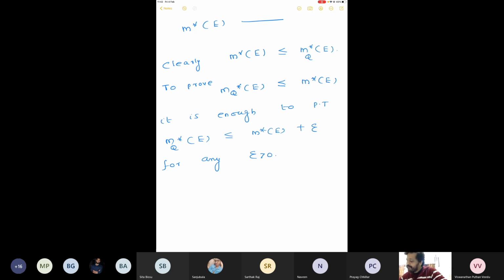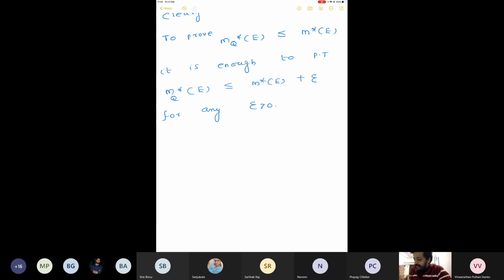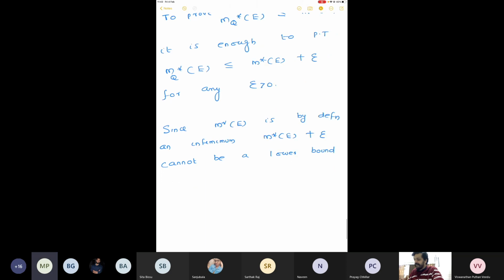That's our goal. But if you look at m star E plus epsilon, it is something greater than the greatest lower bound. m star E is a greatest lower bound, so m star E plus epsilon cannot be a lower bound. So use that idea. Since m star E is by definition an infimum, m star of E plus epsilon cannot be a lower bound, and hence there exists I_n and so on.